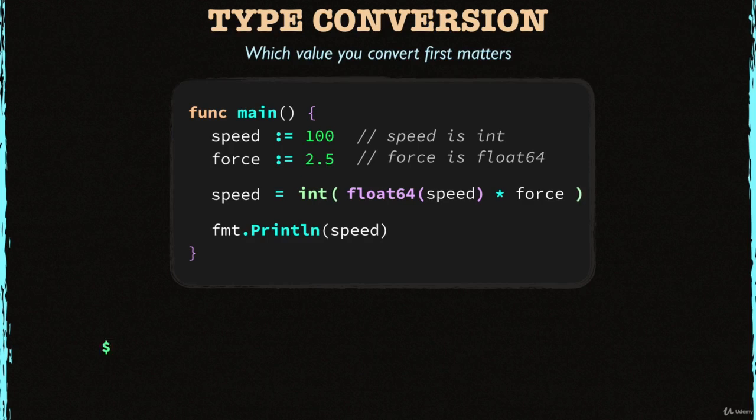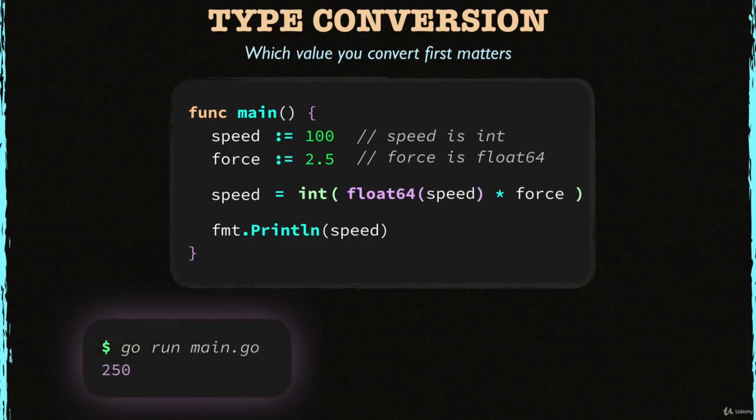Now let's run it again. Now the result is correct. 100 multiplied by 2.5 equals to 250, right? As you can see, the order of conversions and which value to convert first are very important for the correct results. Let me explain why this works.